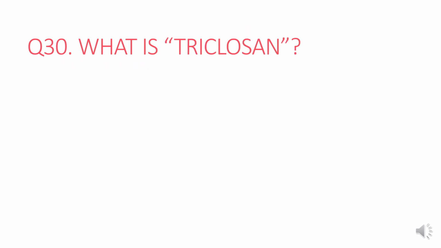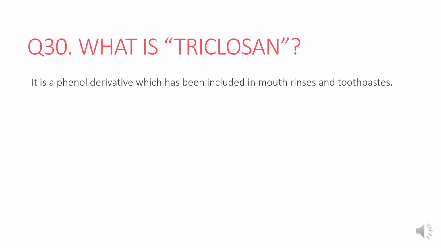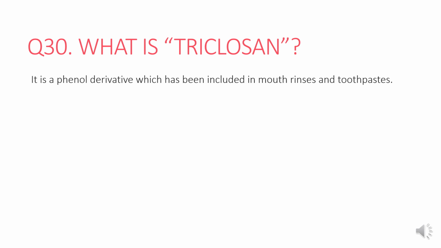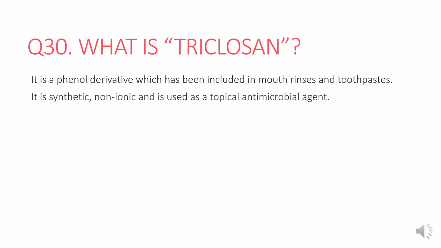Question 30 is what is triclosan? It is a phenol derivative which has been included in mouth rinses and toothpastes. It is synthetic, non-ionic, and is used as a topical antimicrobial agent.